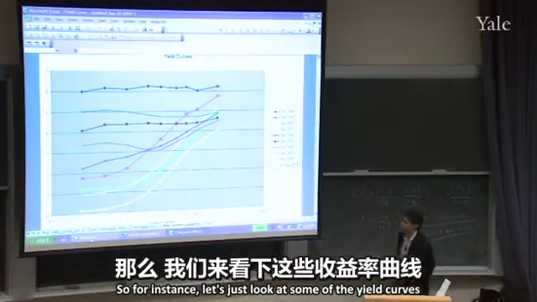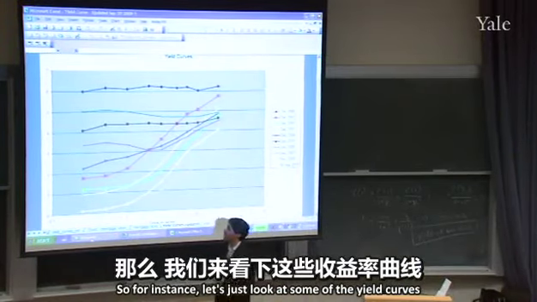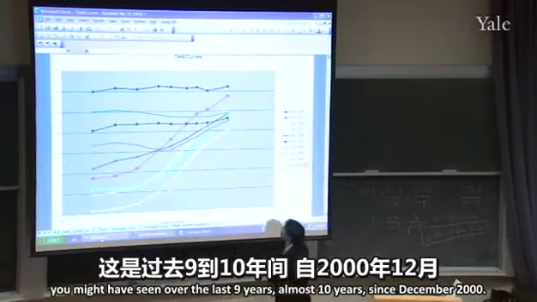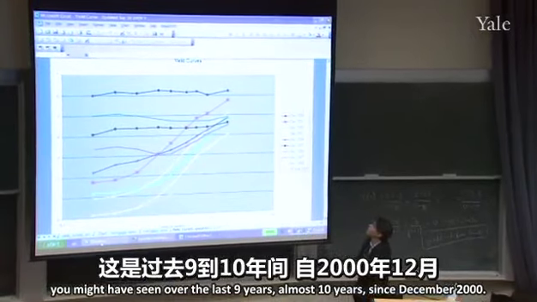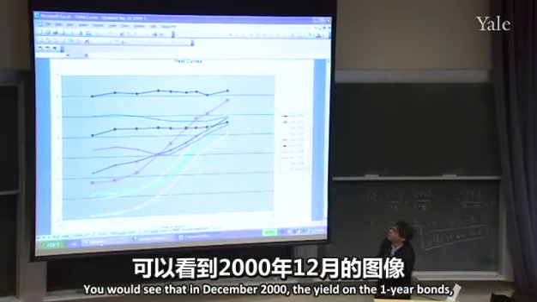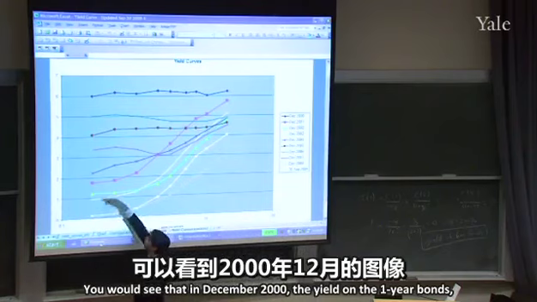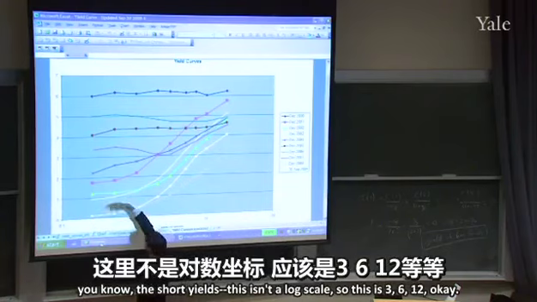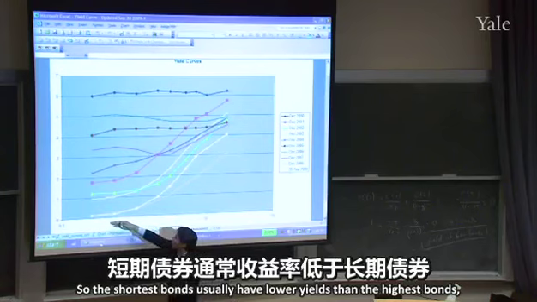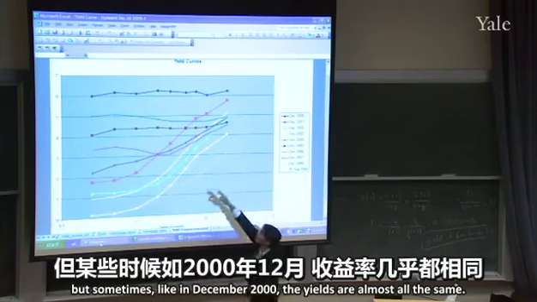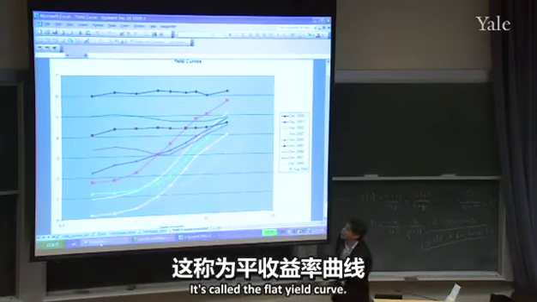So, for instance, let's look at some of the yield curves you might have seen over the last 9 years, almost 10 years, since December 2000. You would see that in December 2000, the yield on the 1-year bonds, or the short yields, were, this is in a log scale, so this is 3, 6, 12. The shortest bonds usually have lower yields than the longest bonds, but sometimes, like in December 2000, the yields are almost all the same. That's called a flat yield curve.